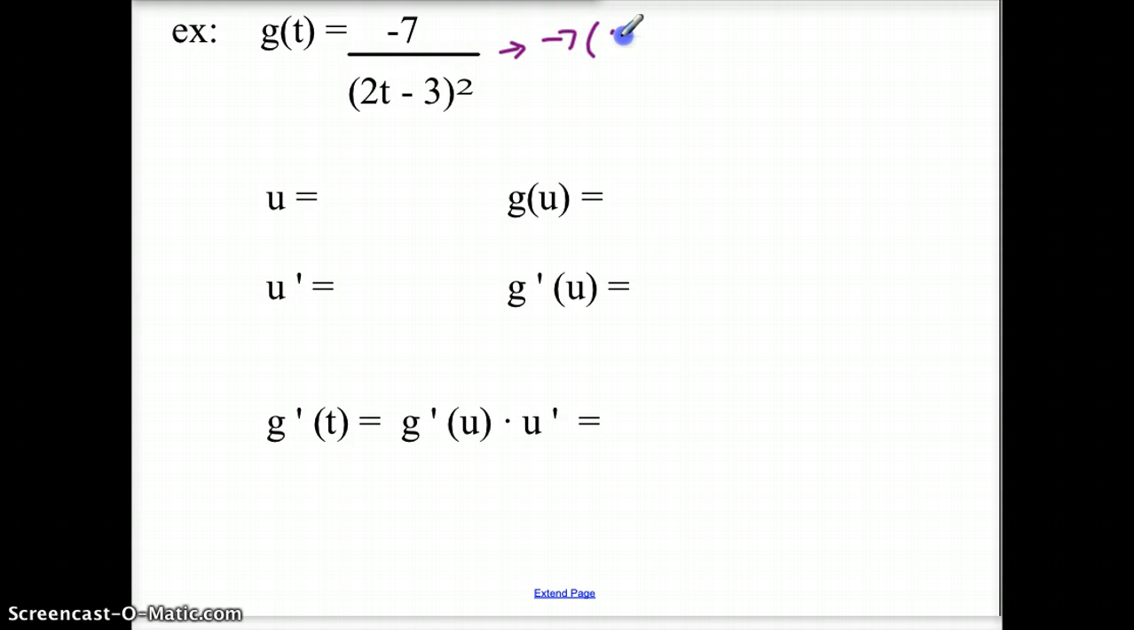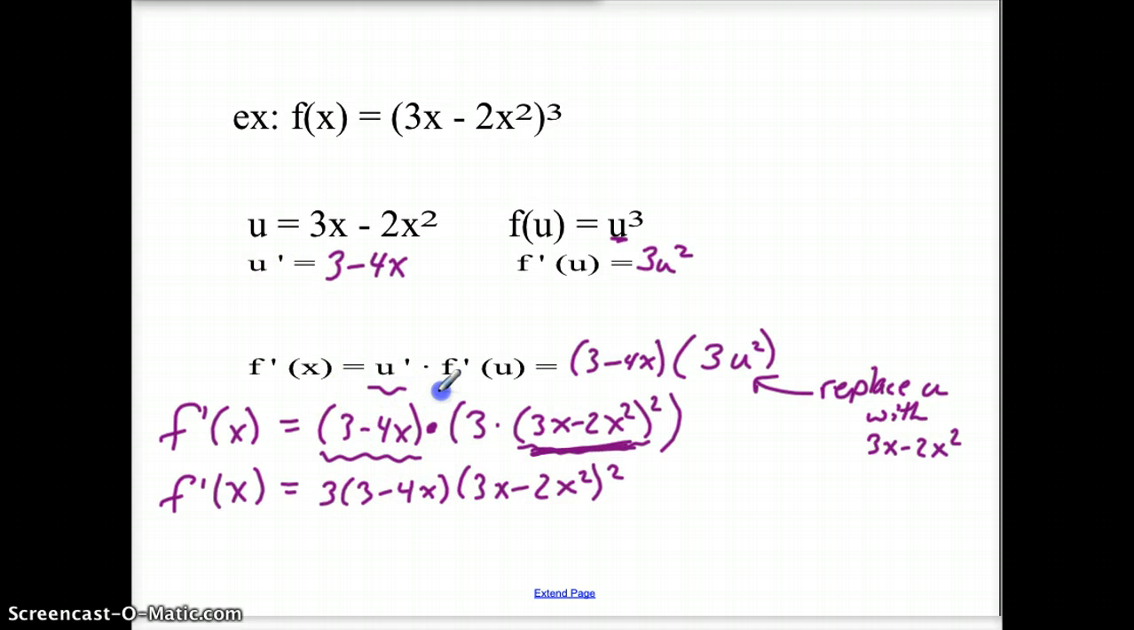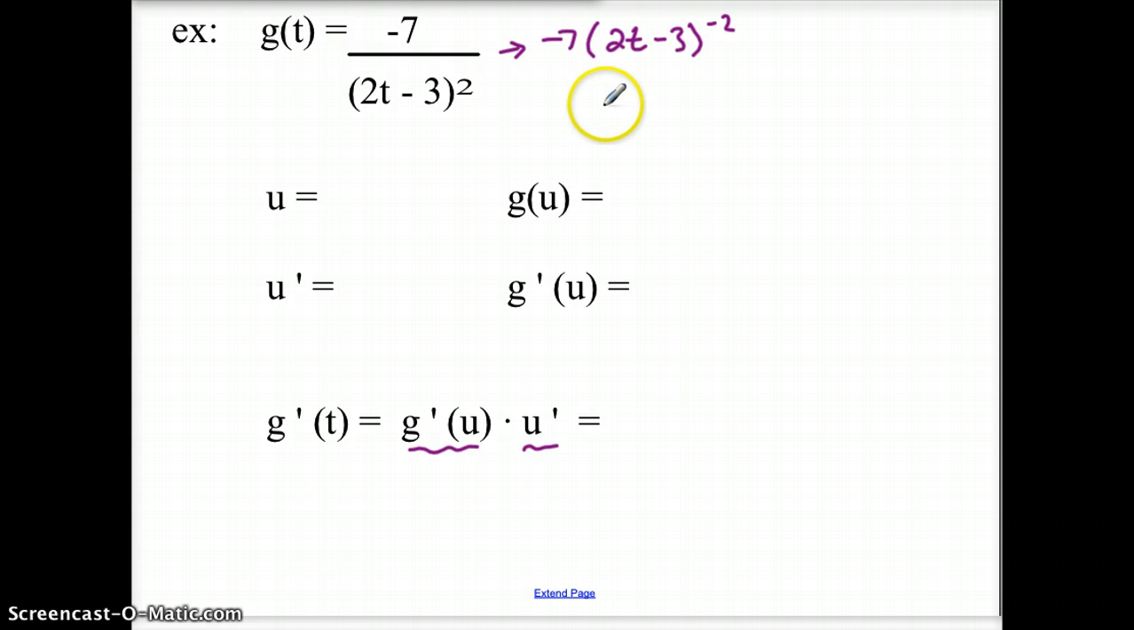So let's rewrite it like this: (2t minus 3) to the -2. If you bring that up, then we have a constant times a chain rule, because that's our constant function. Notice the order: it doesn't matter what order you multiply them in. You could multiply the derivative of the outside times the derivative of the inside, or like on the previous screen, we did the derivative of the inside times the derivative of the outside. Multiplication's commutative, so you can do whatever.